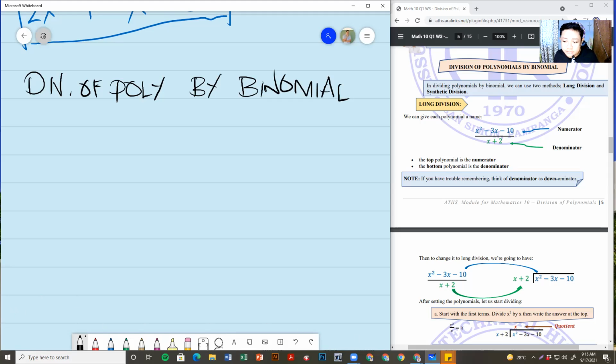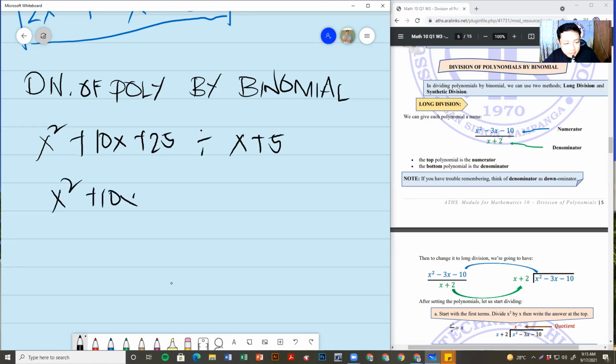Okay? So we have lots of ways on how to divide polynomials by binomial, one of which is factoring. I hope you still remember factoring. For example, we have x squared plus 10x plus 25 divided by x plus 5. So it's just like x squared plus 10x plus 25 over x plus 5.